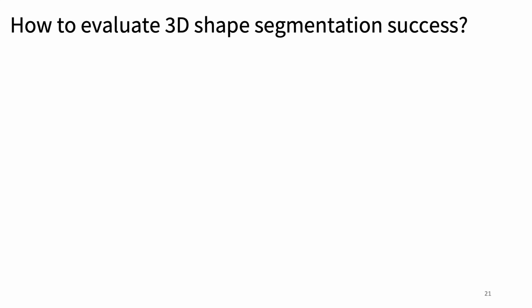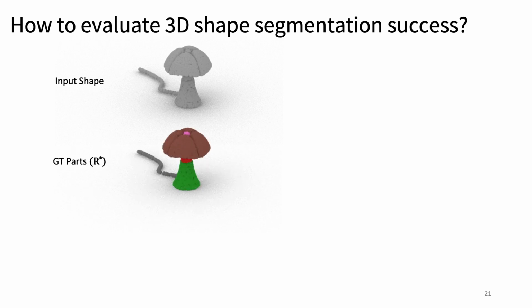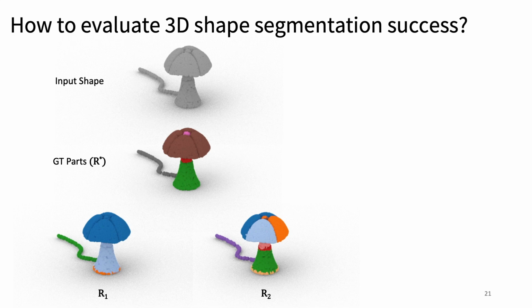However, we still need to figure out how to evaluate 3D shape segmentation success. For instance, consider this input shape, along with a ground truth human-provided fine-grained part annotation, R star. Now consider these 2 different segmentations of the input shape, R1 and R2. Which should we prefer? In R1, some regions, like the top of the lamp, are undersegmented with respect to R star. However, while R2 has very little undersegmentation, it also uses many more segments than are present in R star.